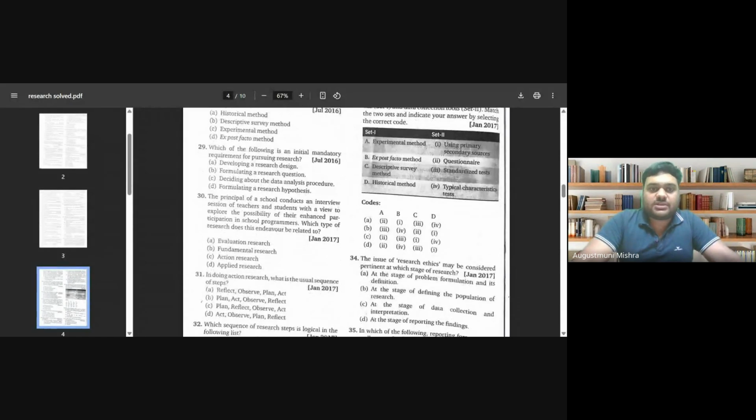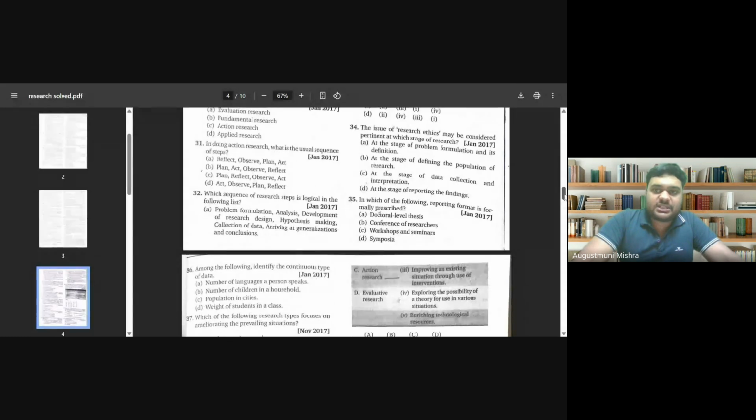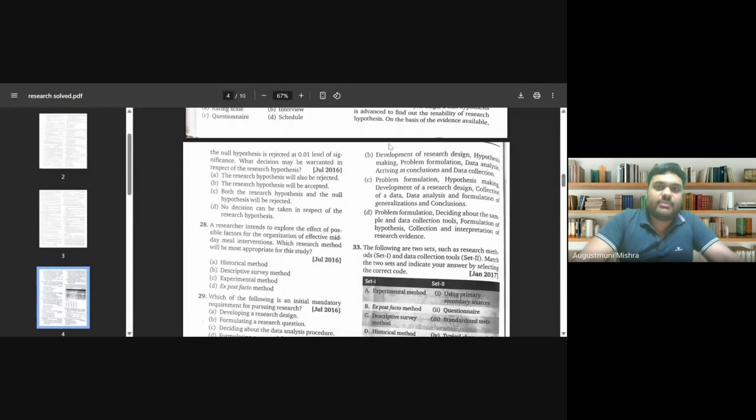This was the question. Which sequence of the research steps is logical in the following list? First option is problem formulation, analysis, development of research design, hypothesis making, collection of data, arriving at the generalization and conclusion. Second option is the development of research design, hypothesis making, problem formulation, data analysis, arriving at conclusion and data collection. These are the other options.